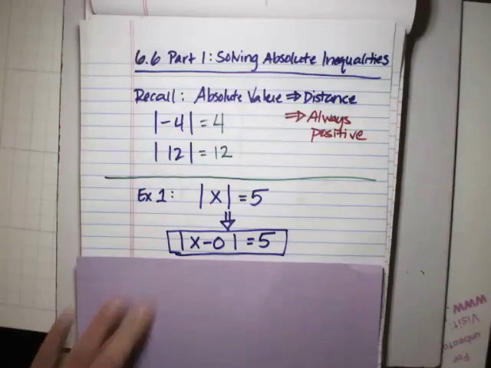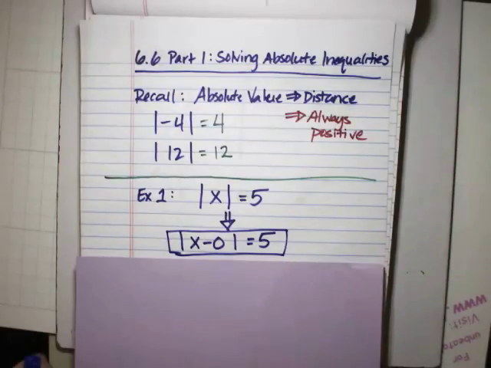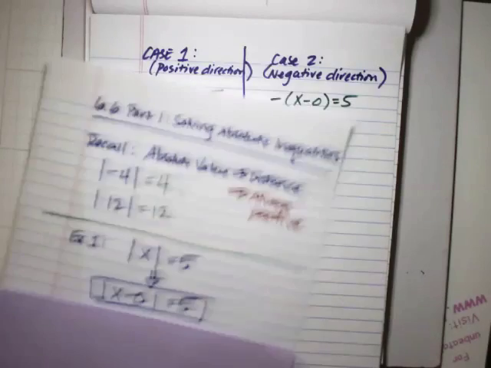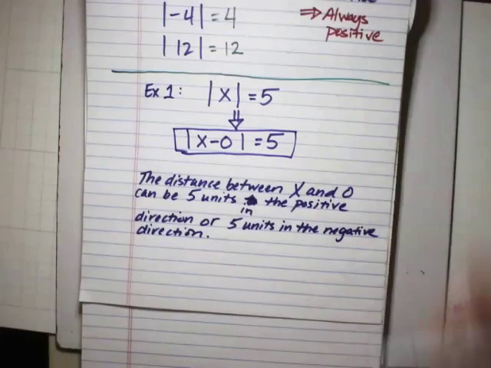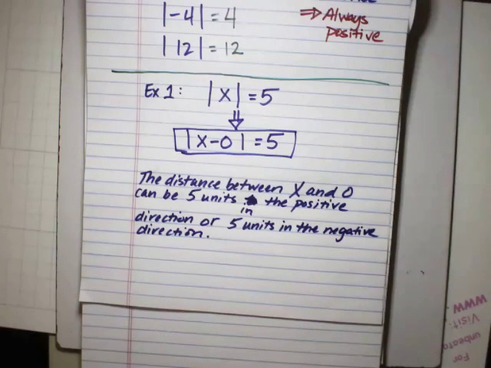So I'm going to write it out in words so you get used to seeing equations like this. What this means is the distance between x and 0 can be 5 units in the positive direction or 5 units in the negative direction. And this will make a lot more sense once we graph this.